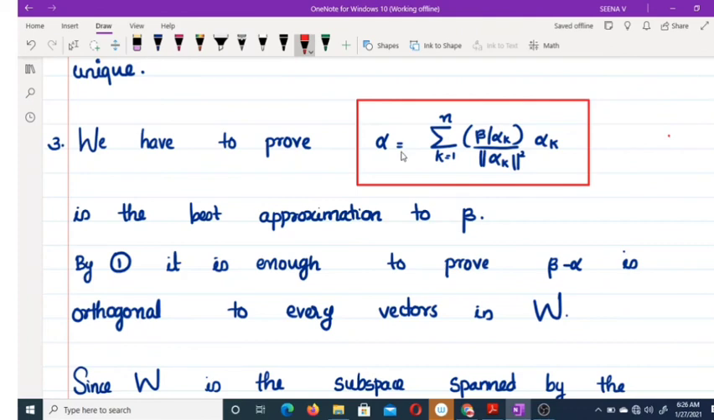For proving this is the best approximation, we have to prove beta minus alpha is orthogonal to every vector in W. That means we have to prove the inner product of beta minus alpha and gamma equals 0 for every gamma belonging to W. So for this, it is enough to prove, given that alpha 1, alpha 2, etc., alpha n is a basis, that beta minus alpha is orthogonal to every element in the basis. That means the inner product of beta minus alpha and alpha j equals 0 for every j equals 1 to n. This is what we have to prove.